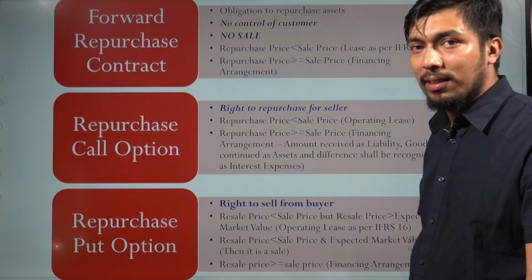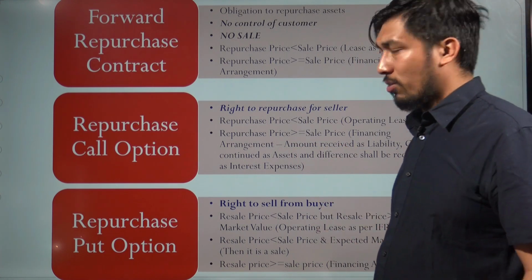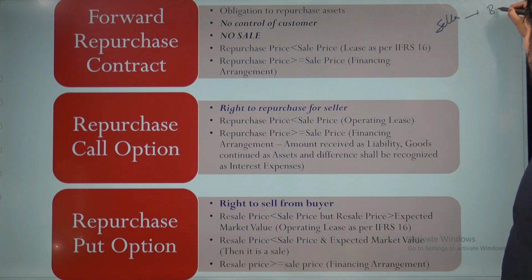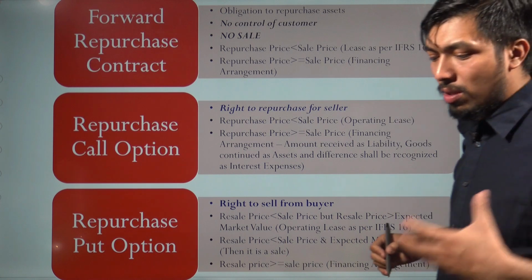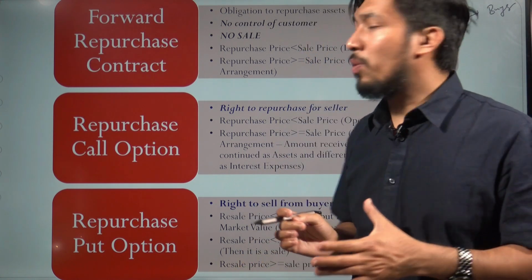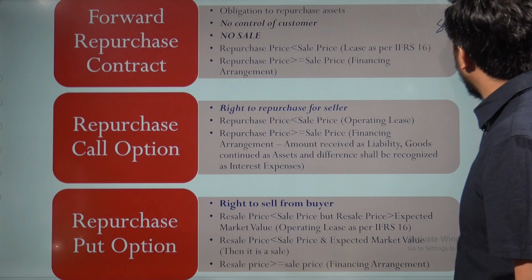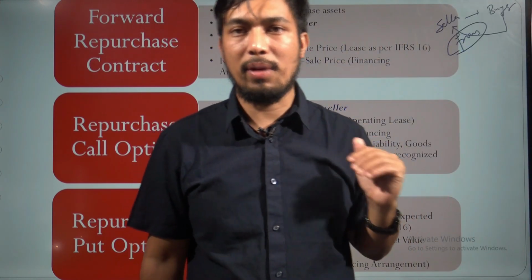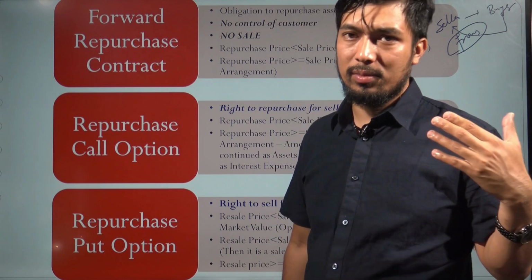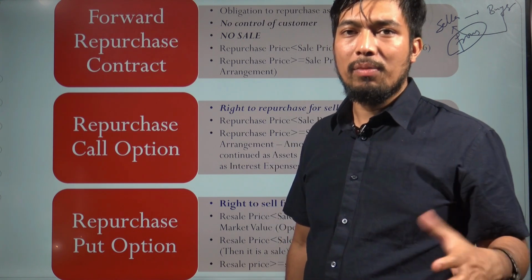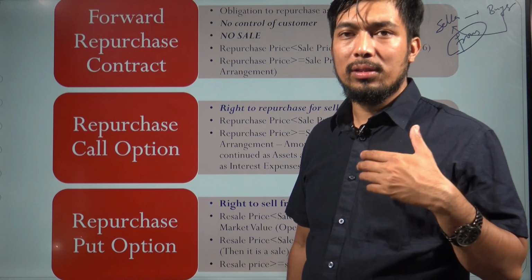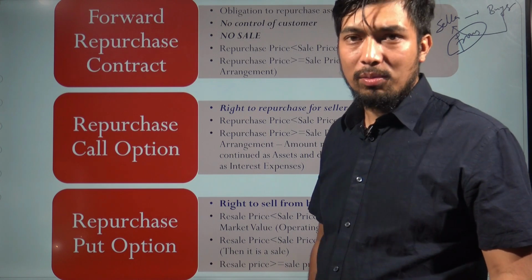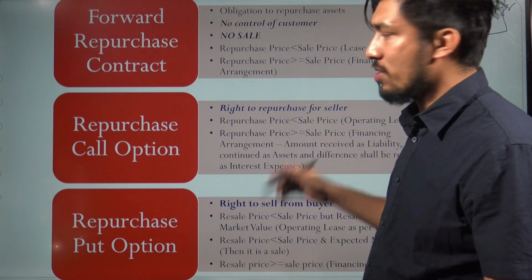Okay, so let's start with the forward repurchase contract. A repurchase here means the seller is selling the product to the buyer, and some terms of the agreement are there to repurchase that asset from the seller. That is a repurchase. Sell and repurchase. Sell and taking back. So how IFRS 15 will be applicable there, and how we are going to recognize the revenue, what will be the accounting treatment, we will discuss those aspects in this special scenario.